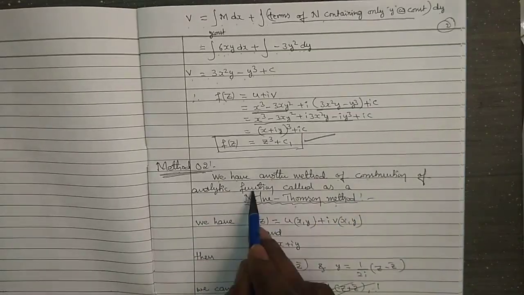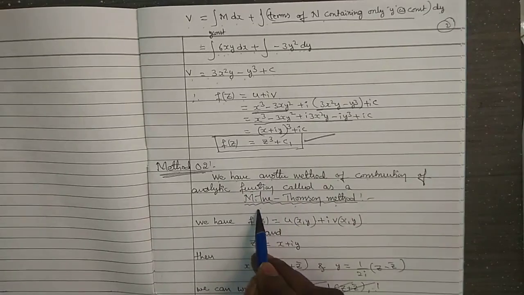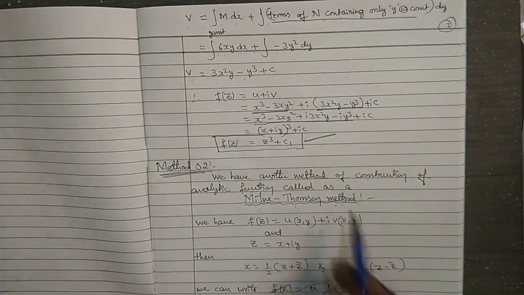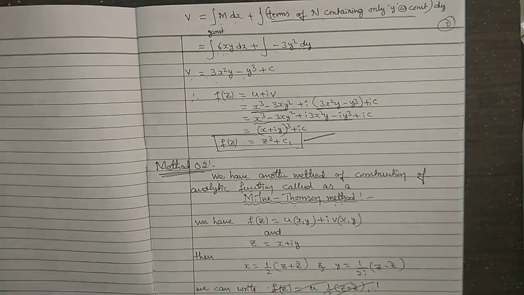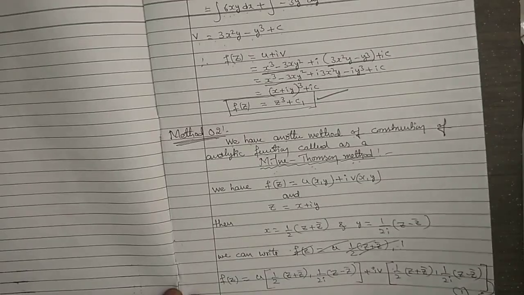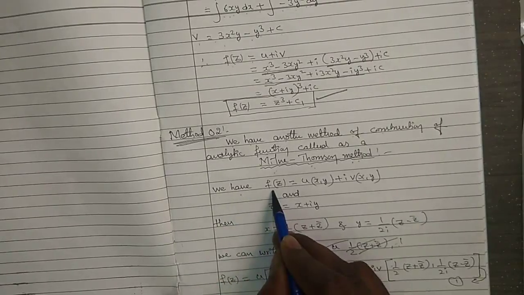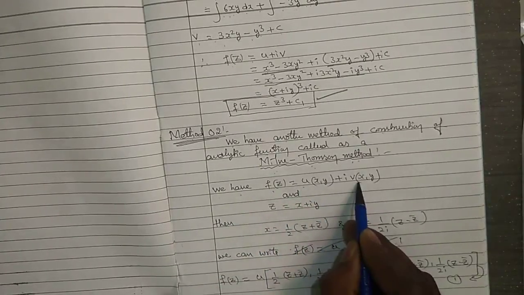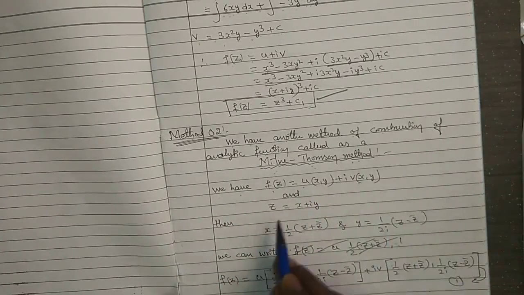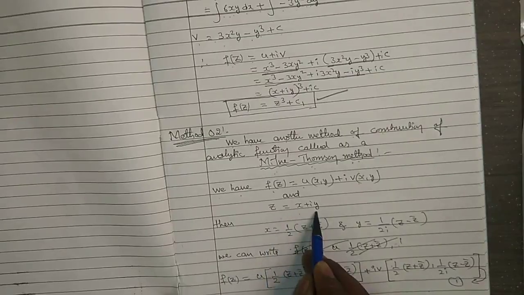Okay, analytic function construction, we will call it the Milne-Thomson method. Let us follow certain steps to get the formula for the Milne-Thomson method. Here we have f of z is equal to u plus iv, and z is nothing but x plus iy.